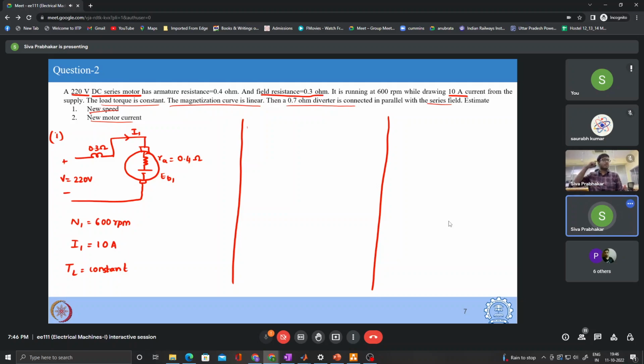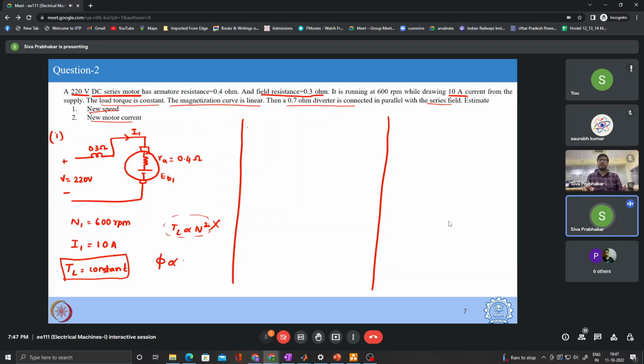So the problem is easier than the previous case where TL was proportional to N square. These kind of loads we call a fan load, and this is a constant load. So in this problem, this is not the case, and it is given that the load torque is a constant. And again, it is given that the magnetizing curve is linear, so we don't need to worry about that.